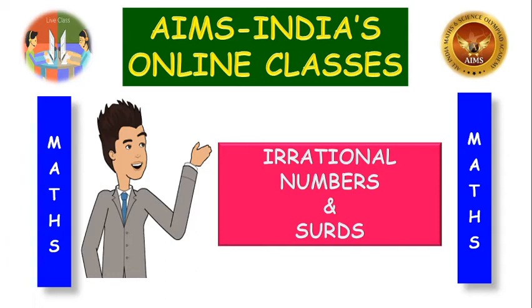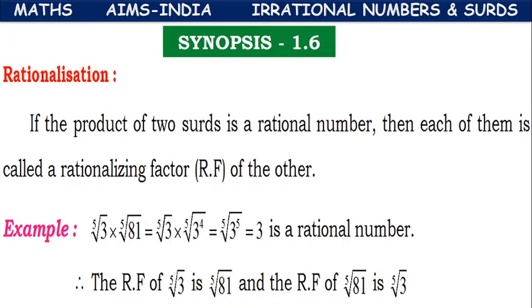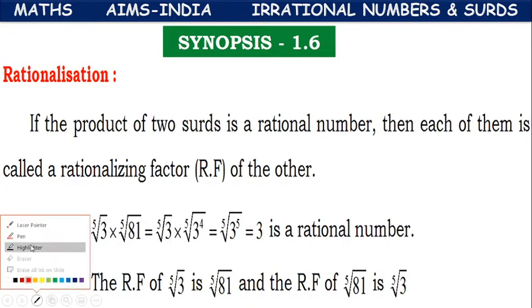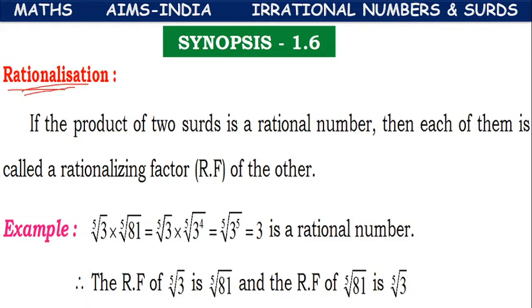Today from the mathematics subject, irrational numbers and surds, the topic we are going to continue. Today's concept is rationalization. So far we have learnt about surds and the types of surds. A surd is in the form of the nth root of a, where a cannot be written as a power of n of any other rational number.